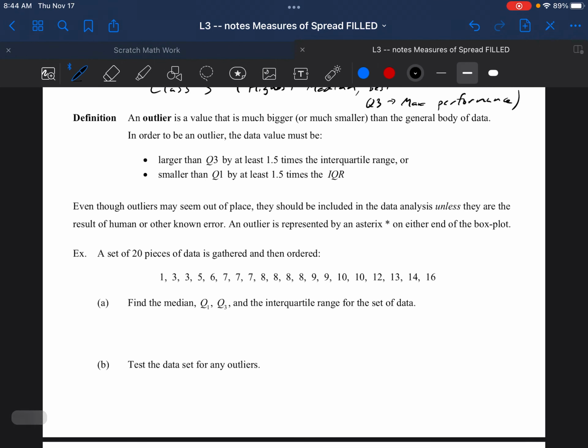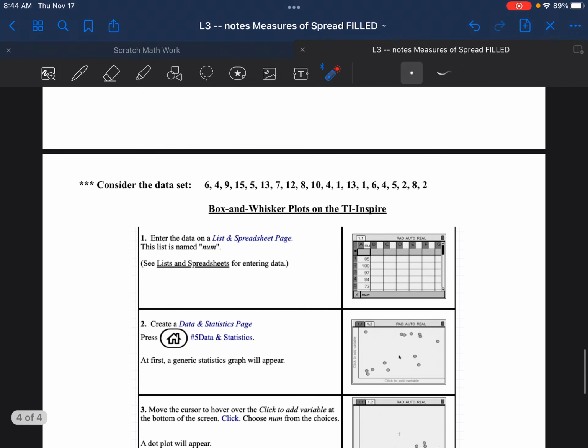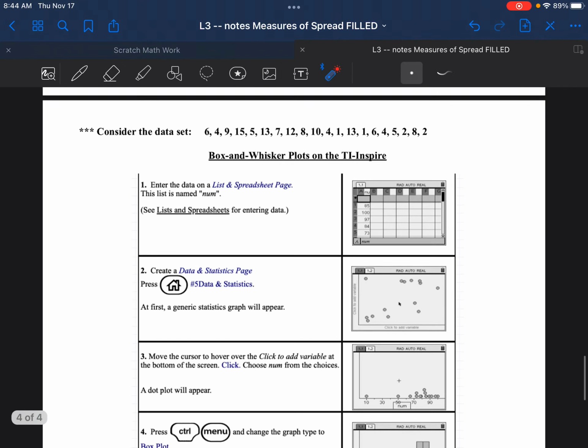All right, let's see, what do we have left? I'm thinking about making one more video, cutting this up. So we have a definition of an outlier. Actually, that's it. No, let's finish it here.